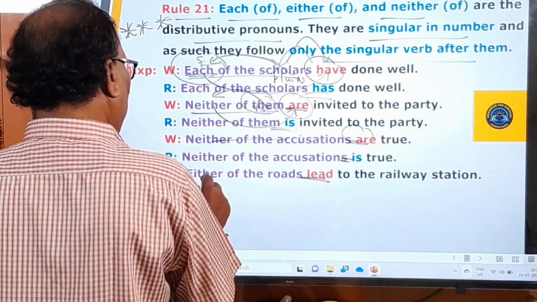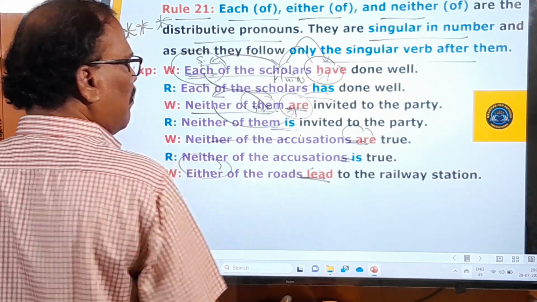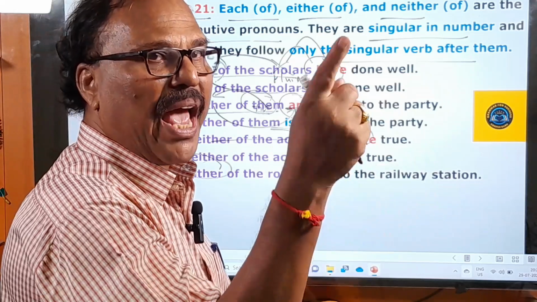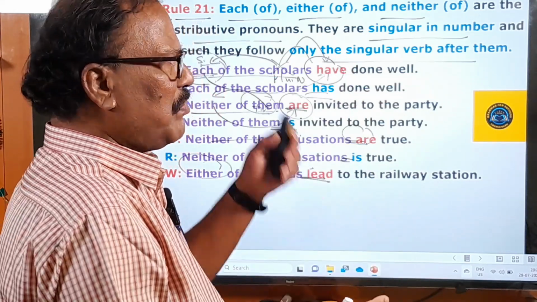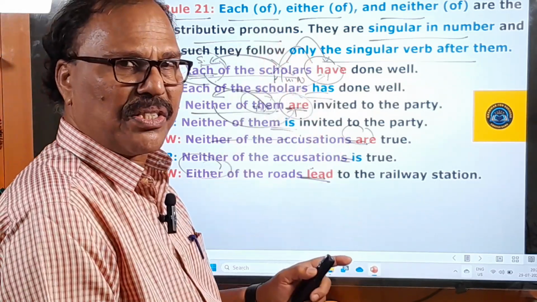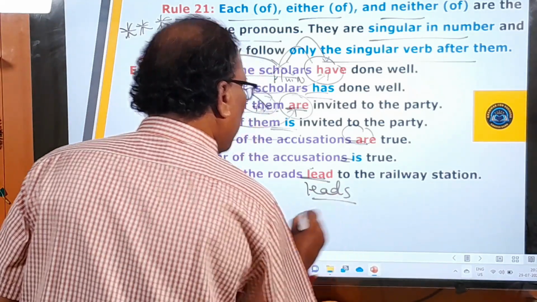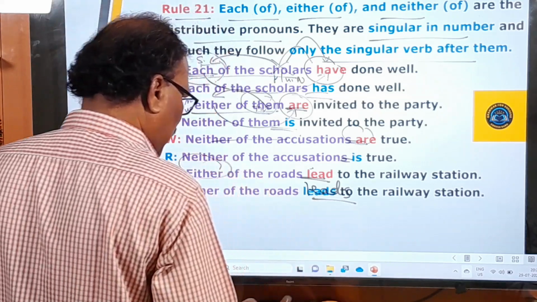Okay, here actually either of is singular, and here singular verb must be there. What is the singular verb of the main verb? To change the main verb into singular, you must add s or sometimes es. Remember this basic rule. If you want to change the main verb into singular, add s or es to it. Okay, here lead is there. What is the singular verb of that? You add s to that. Okay, that's clear. Either of the roads leads to the railway station.